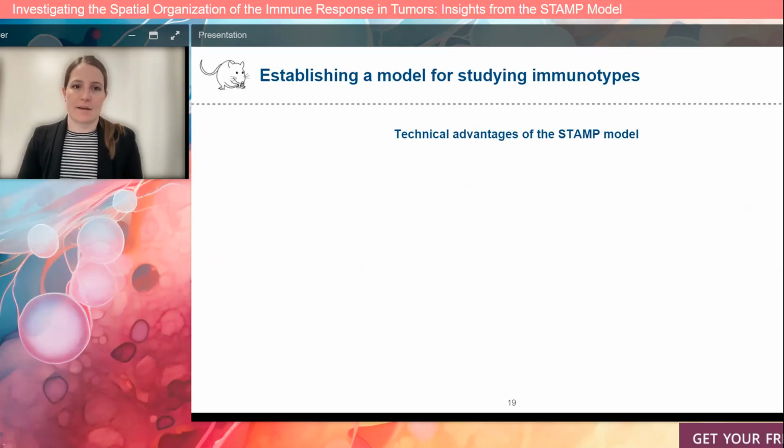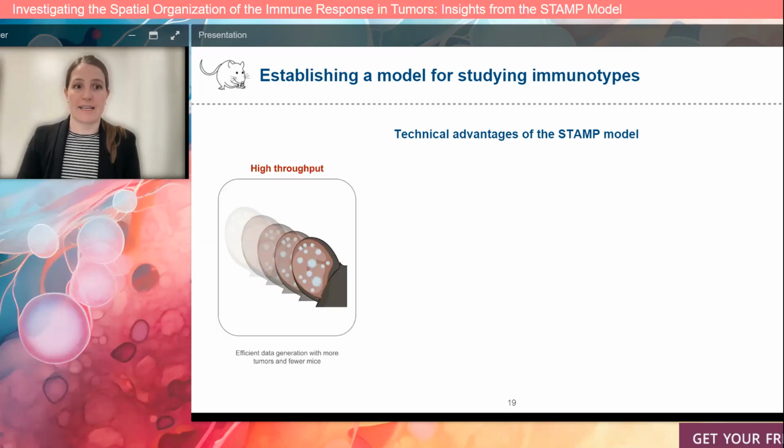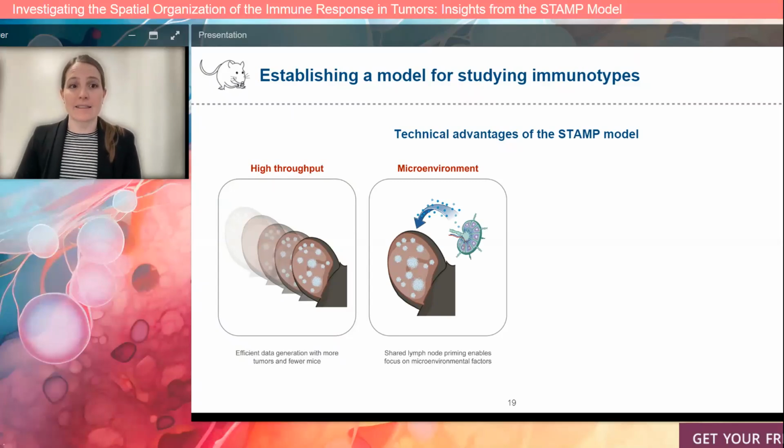And so using the STAMP model, we can address our questions with a few advantages compared to other approaches. First, STAMP is very high throughput compared to traditional models. We have more tumors and use fewer mice. Next, because we have many tumors within an array that are populated by T cells that are all primed in the same lymph node, we can really focus in on the regulatory role of the microenvironment specifically.